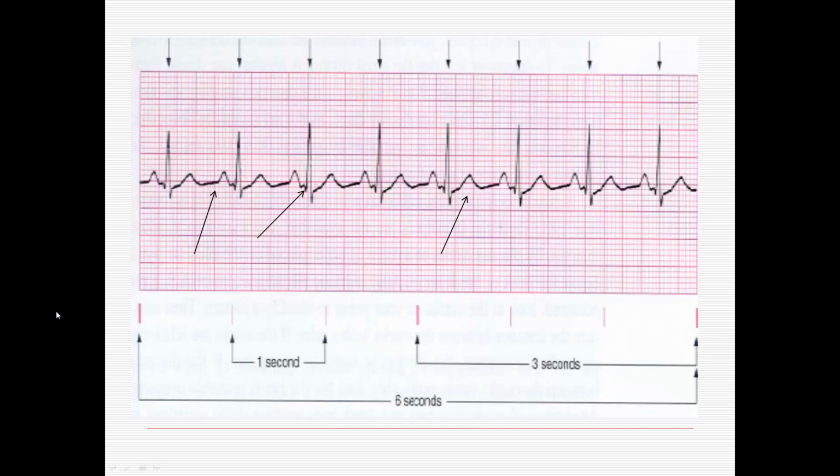Now between these QRSs, I could add them up and go 1, 2, 3, 4, 5, 6, 7, 8, times it by 10, 6 seconds divided into a minute, 10 times. I've got 80 beats per minute. This would be normal sinus rhythm, 80 beats per minute. Now, you can't really see it as well, but basically if you time these out, each one of these QRSs should happen the exact same time between each one, meaning it's regular. This is a regular sinus rhythm.